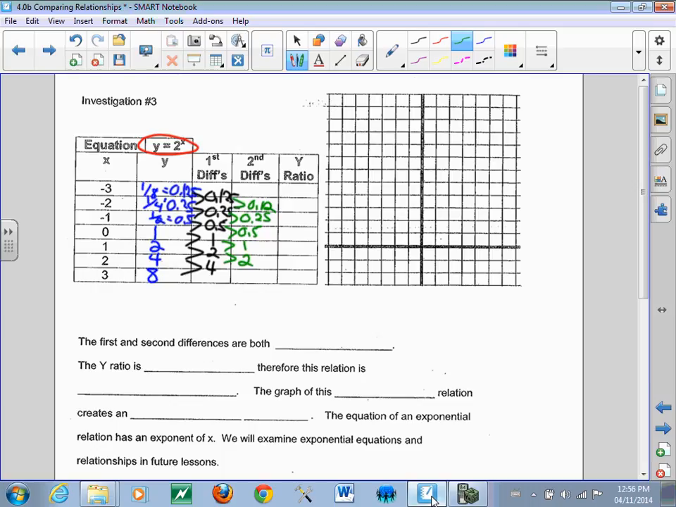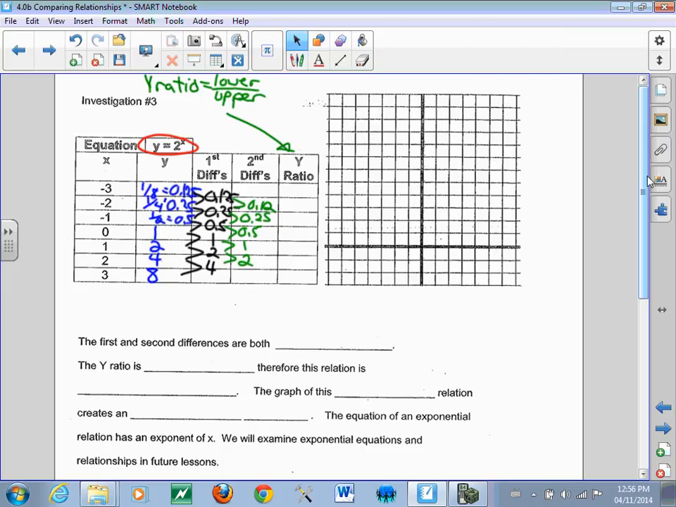So we do something called the y ratio. If you've got room, ladies and gentlemen, can you write at the top here y ratio? Okay, and that equals the lower value divided by the upper value. Okay, so we're going to do that right here. And that's of the original y values. So I'll show you. It's going to be 8 divided by 4 is 2. Okay, 4 divided by 2 equals 2. 2 divided by 1 equals 2. So notice the patterning, folks. They are going to equal 2. So the y ratio is the same, and this is actually the rate.